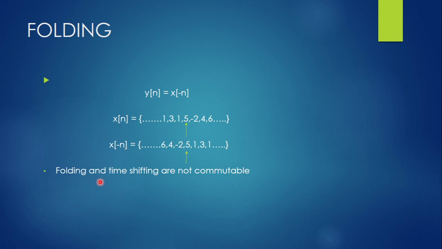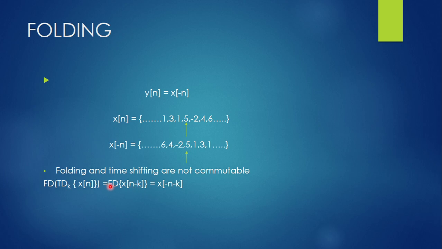Next, folding and time shifting are not commutable. This means if you fold a signal and then time shift, it is not equal to time shifting and then folding it. See here, what you do is you first time delay it, then fold it. So you time delay the x[n] signal by k samples, it becomes x[n minus k].